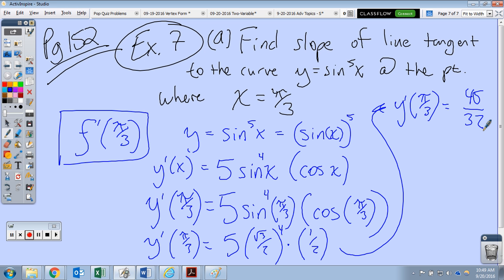It's a really sad looking 5. Let's correct that. Alright. That would be the answer to part A. That would be the slope of the line tangent to the curve y equals sine of x to the 5th power at the point where x equals pi over 3. Of course, if you have it in terms of pi, then this would be radians. You don't have to write RAD or write radians.